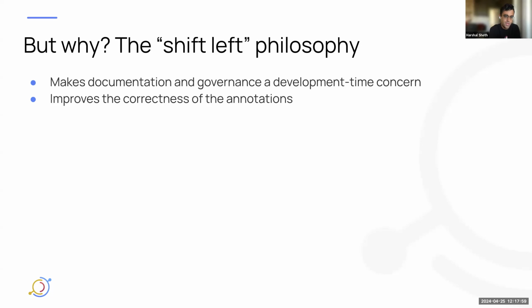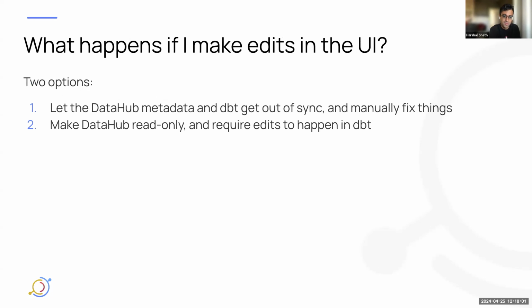So the question that we get here is, what happens if I make edits through the UI? Because now some things exist in dbt, some things exist in the catalog, and these two things are not talking to each other in a great way. dbt is pushing updates into the catalog, but any updates in the catalog won't help folks who are purely developing on dbt.